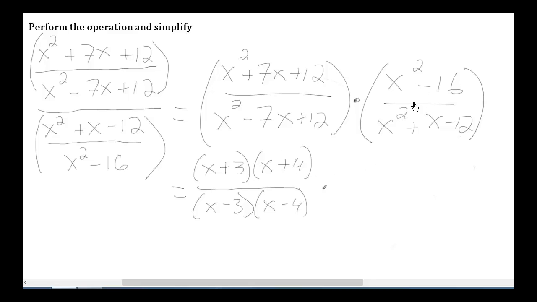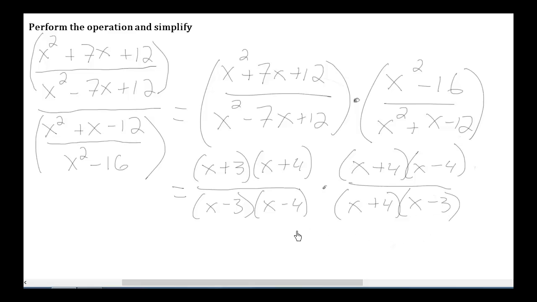Up top, difference of two squares: x plus 4, x minus 4. And on the bottom, another trinomial, leading coefficient of 1. Two numbers multiplied to minus 12, add to positive 1. That's going to be x plus 4 and x minus 3.